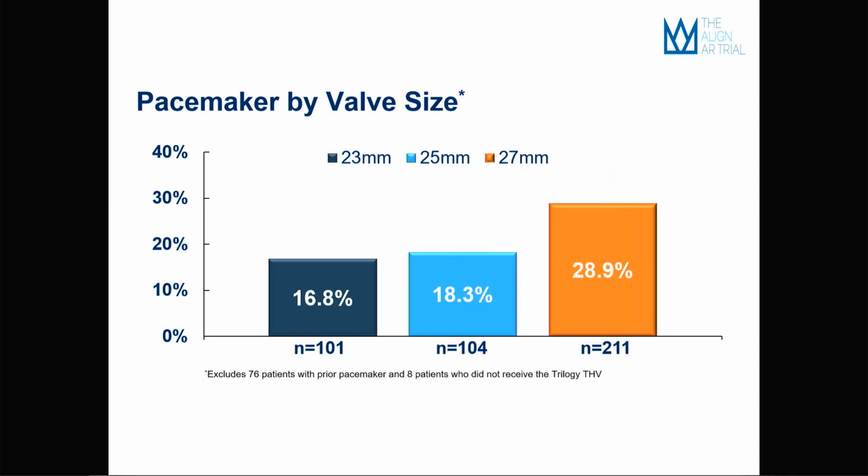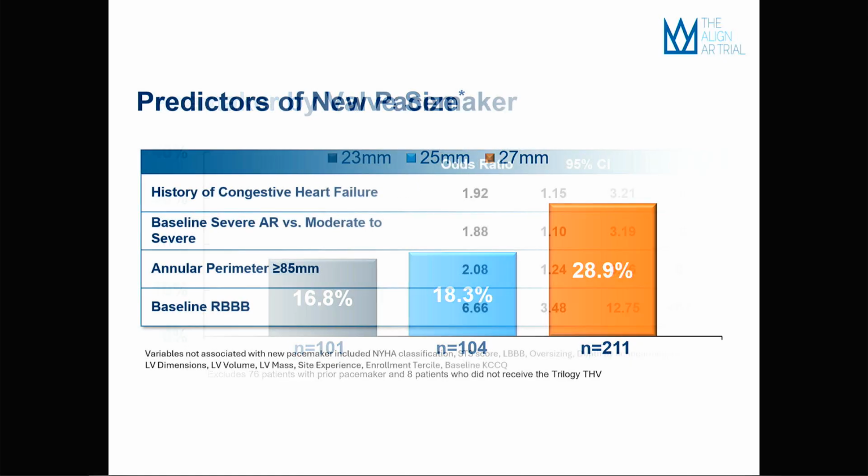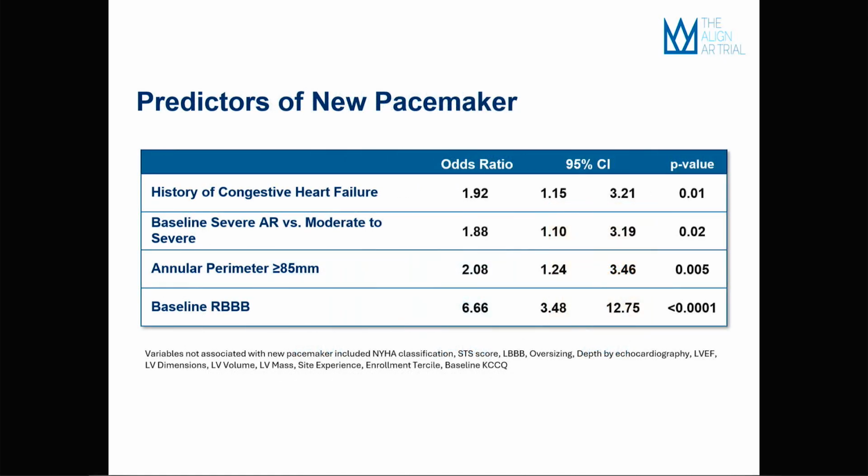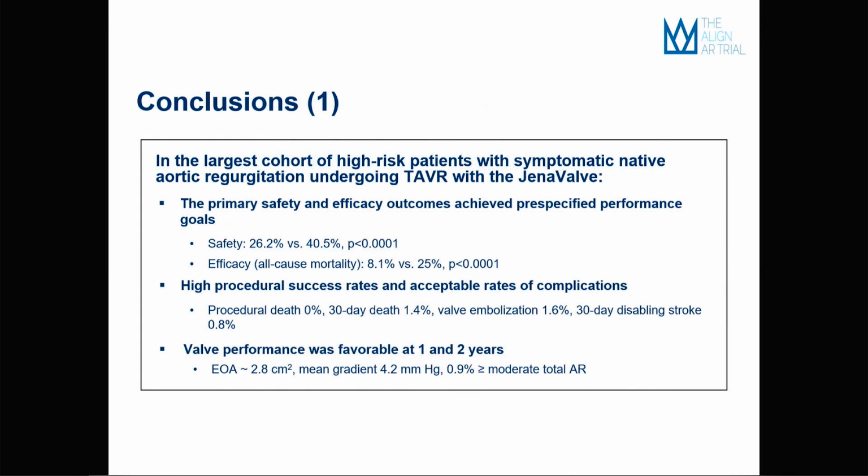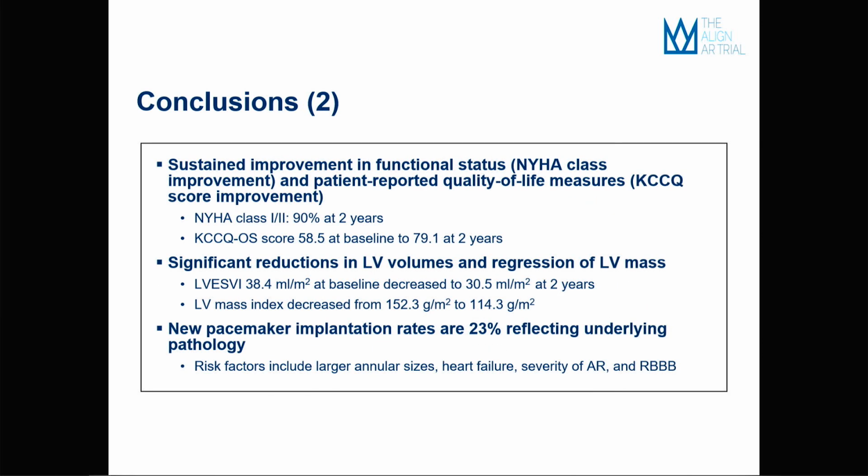Just as a reference, this 27 valve is the most common, and I'll talk about the J valve in a minute. Right bundle branch block and an annular parameter greater than 85, i.e. a larger valve, are the main reasons to have a pacemaker. So we've shown in this study, in the largest cohort ever presented with high-risk patients with a univalve, actually unbelievable outcomes that we've never seen in this patient population.